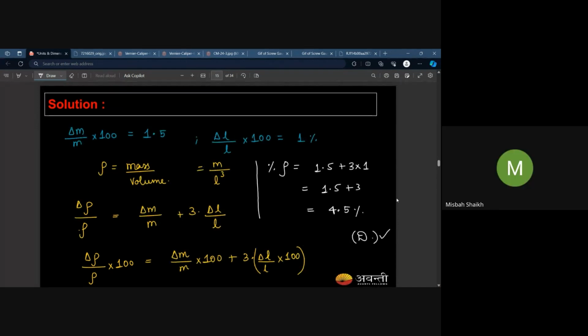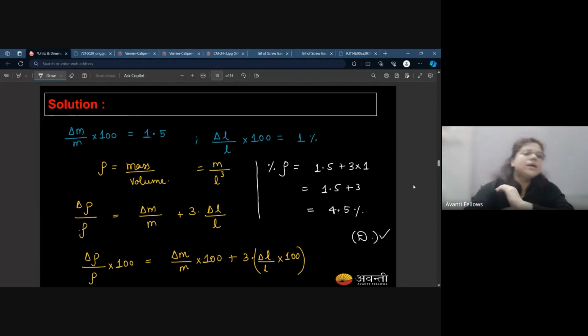Yes, ma'am. Ma'am, can you explain it again? Okay. See, in this question, we have the detail about mass and the length. Then density is mass per unit volume. We need to convert this expression in terms of length also, no? Because whatever data is given to us, we need to include that into our solution somehow.